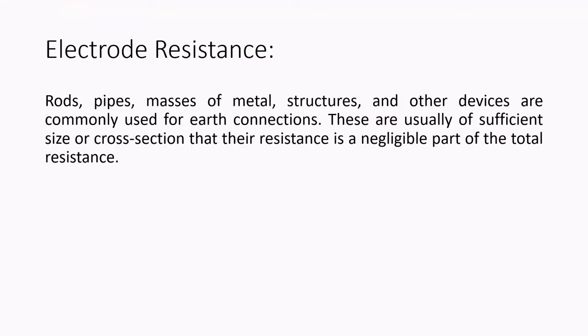Okay, now we are going to talk about the electrode resistance. So this is the resistance added to the total earth electrode resistance by the copper conductor we are connecting as the earth rod. So this will include all the metal parts of the earth electrode. This is actually a negligible part when you are considering the complete earth electrode resistance.